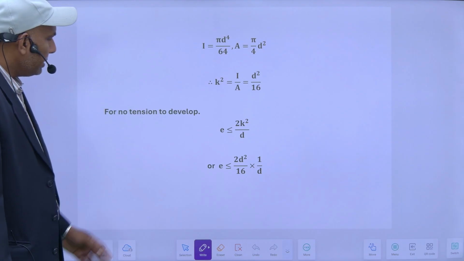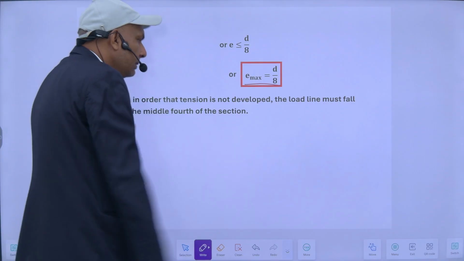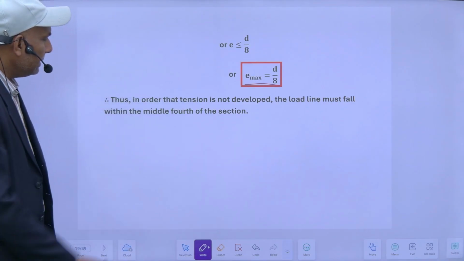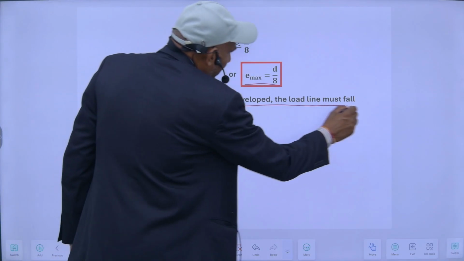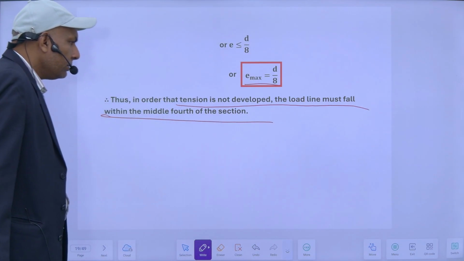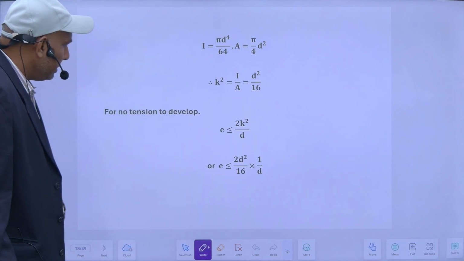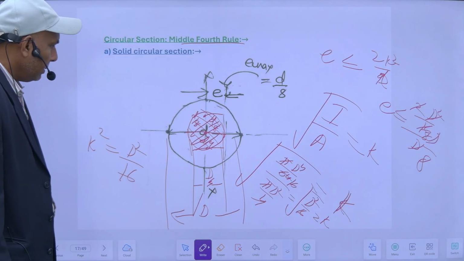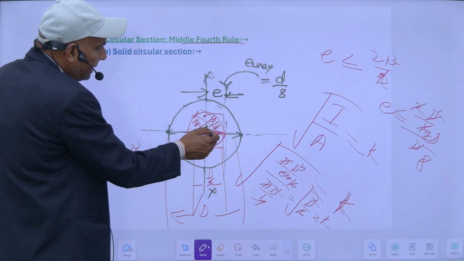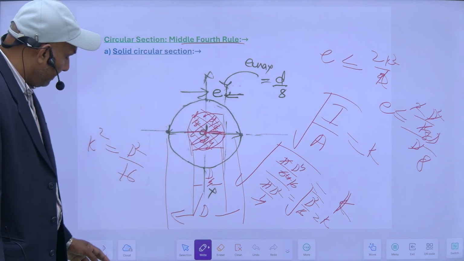So for no tension to develop here, my maximum eccentricity can be D by 8. Thus, in order that tension does not develop, the load line must fall within the middle fourth of the section. So D by 8 on this side and D by 8 on this side, total will become D by 4.